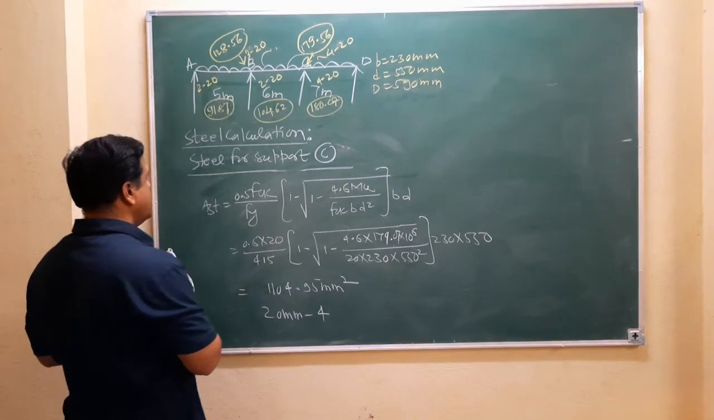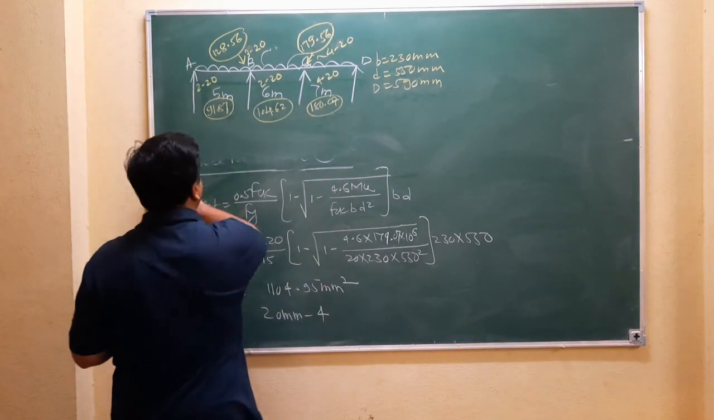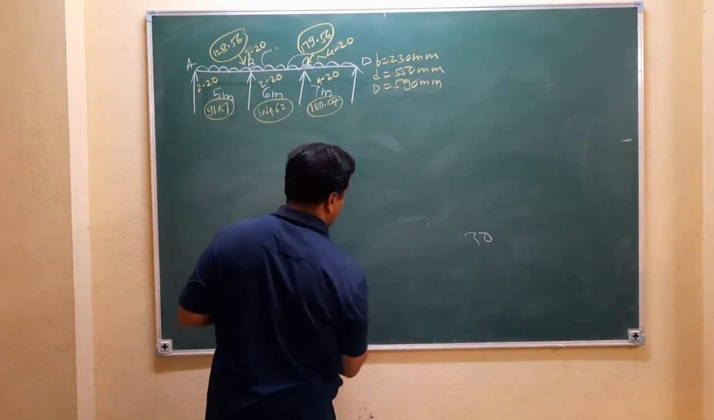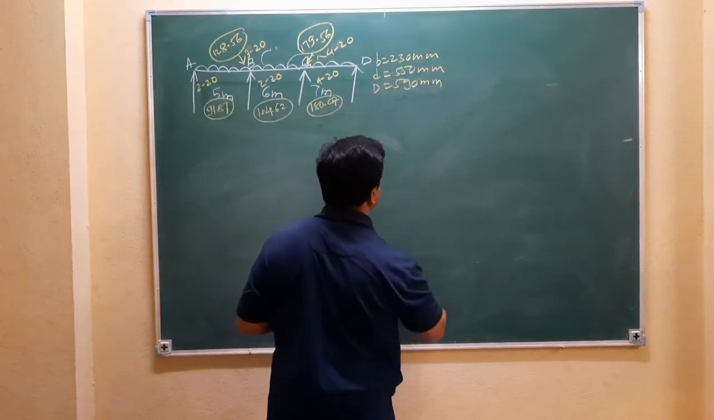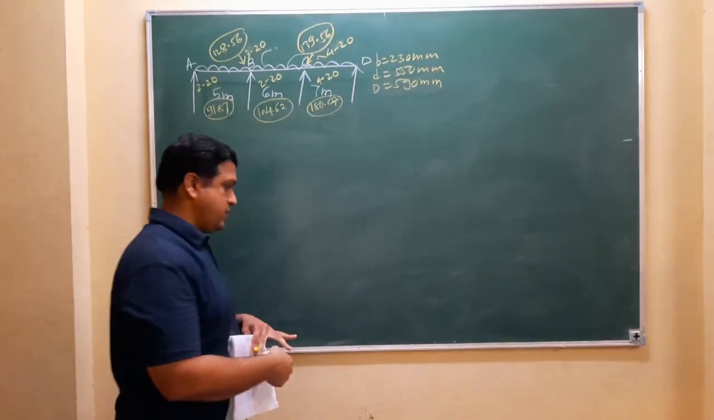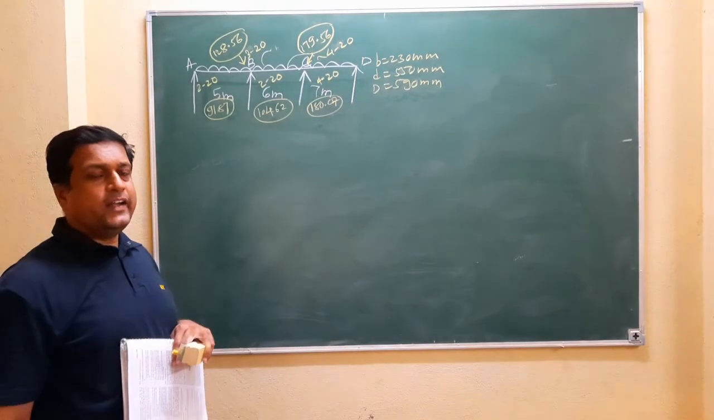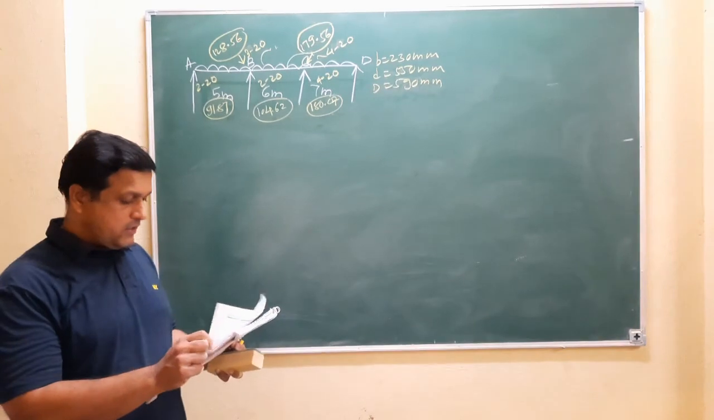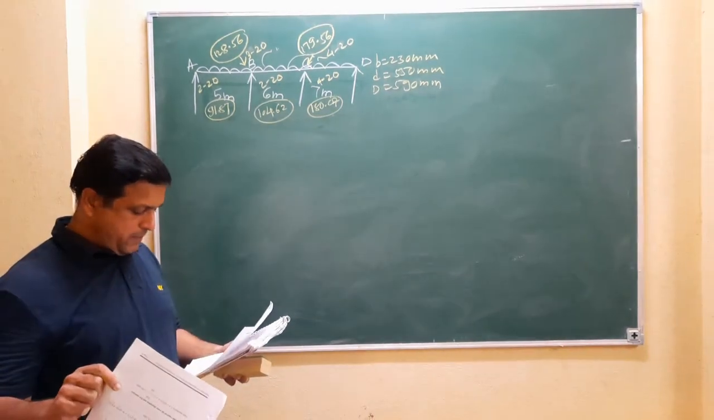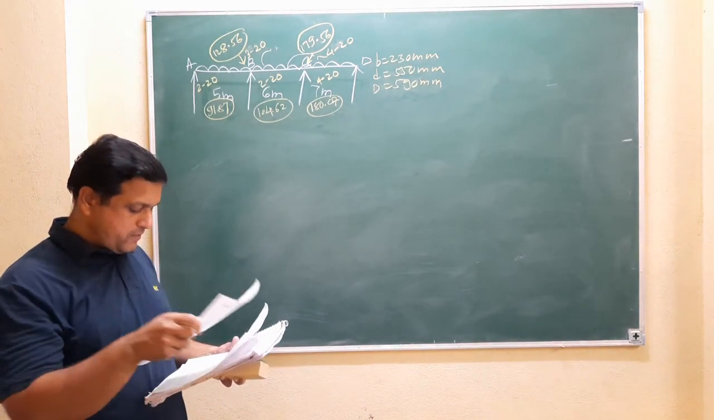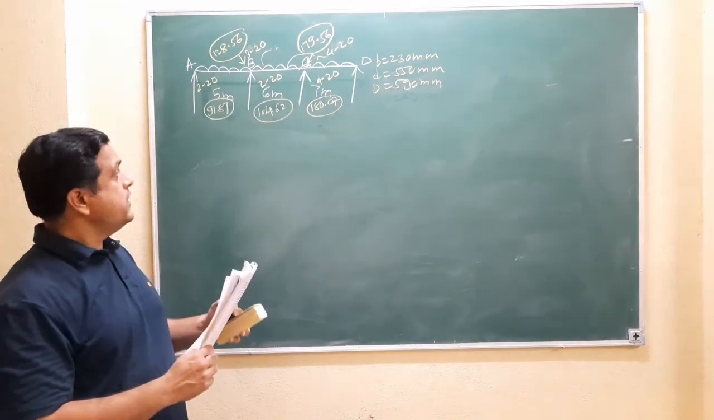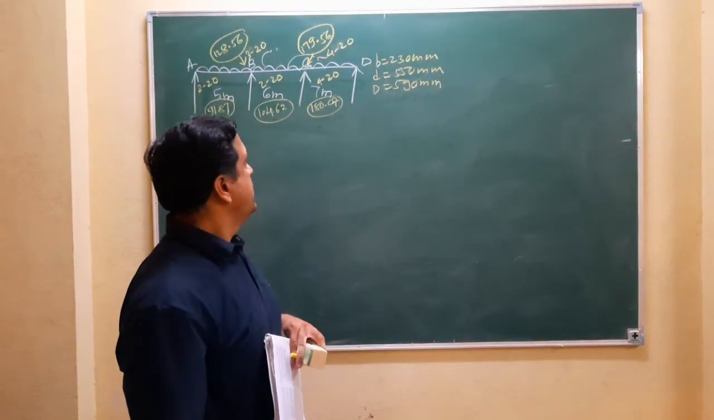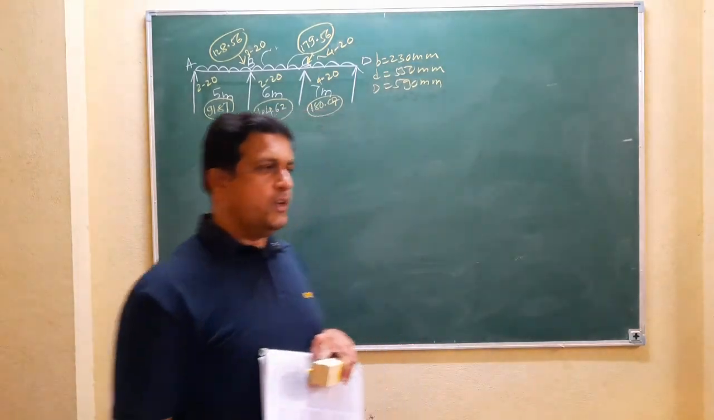So this is the design related to flexure. While calculating the depth of the section, that depth we calculated for the maximum bending moment. It is 180.07. Okay, is it okay?